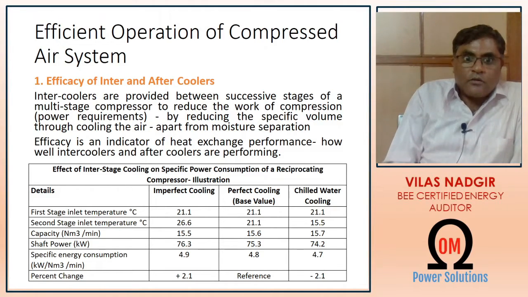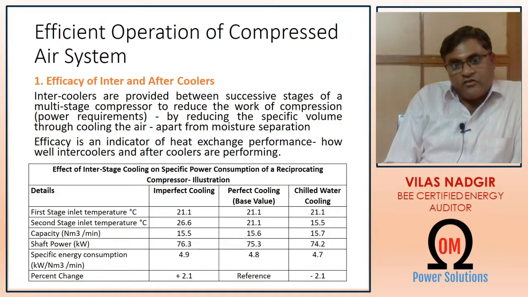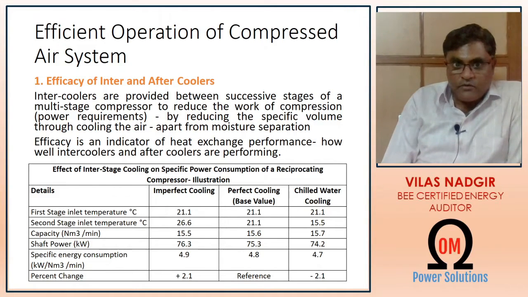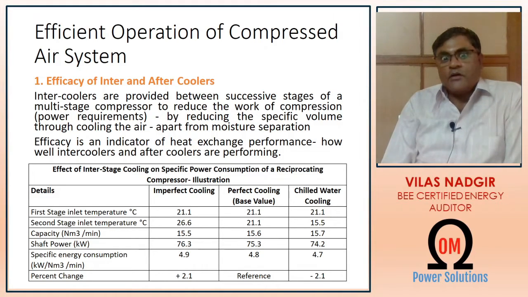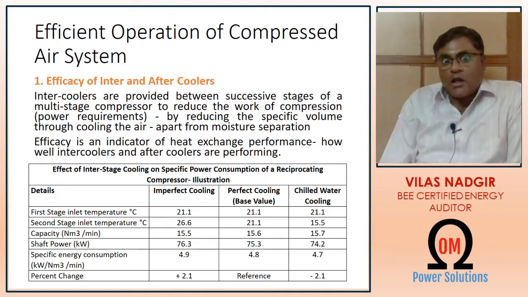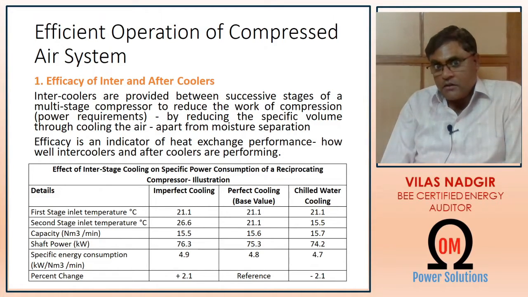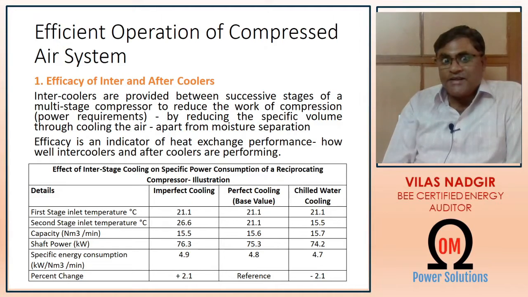We have to implement intercoolers between successive stages of a multi-stage compressor to reduce the temperature of the compressed air. If we reduce the temperature of the compressed air, then the work of compression, that means the power requirement to compress that air, will also be reduced, because when we cool the air, its volume also reduces. As the volume reduces, the compressor power consumption also reduces, because it needs to compress lower volume of air. So we have to focus on efficacy of these inter and after coolers.